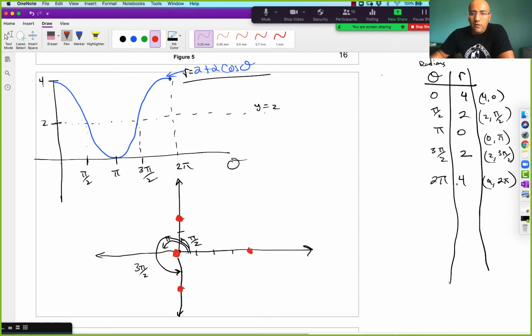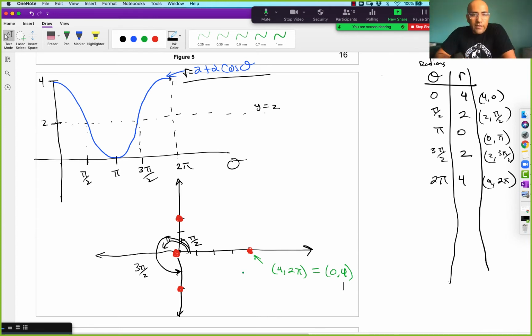And finally, when I do 2 pi, if I travel all the way around 1 time, I travel 4 units. That leads me back to this guy. Good. So is it clear how this point there is the point 4 comma 2 pi, which is the same thing as the point 0 comma 4? So that's one important note in polar coordinates.